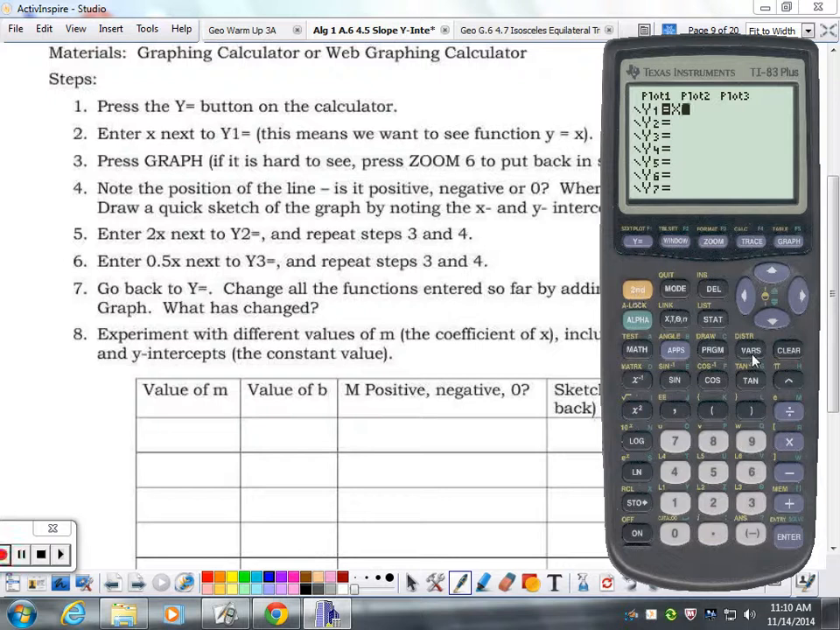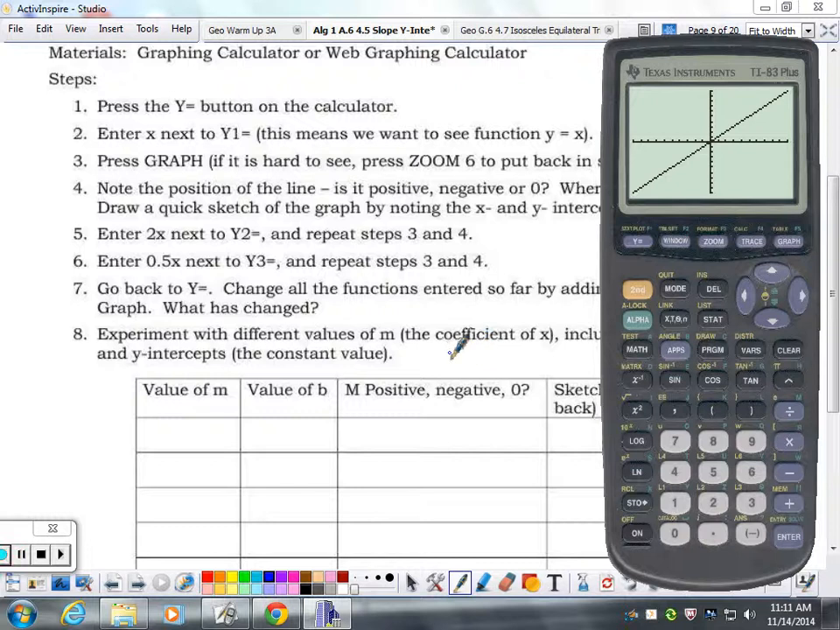Now I want to graph it. So I'm going to go all the way to the right on that top row where it says graph. Press it. Now, if it's looking wonky or funny, there's a zoom button. It's the third button in. If you say zoom number 6 for standard, sometimes they do get little funny things. If you're having trouble seeing your graph, try that first. Zoom 6.